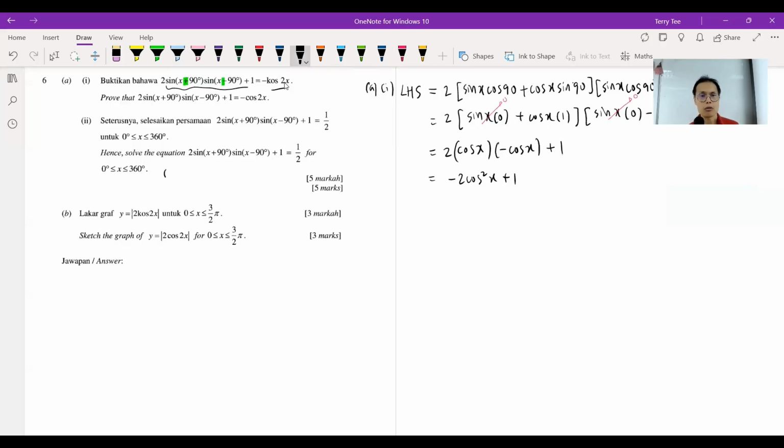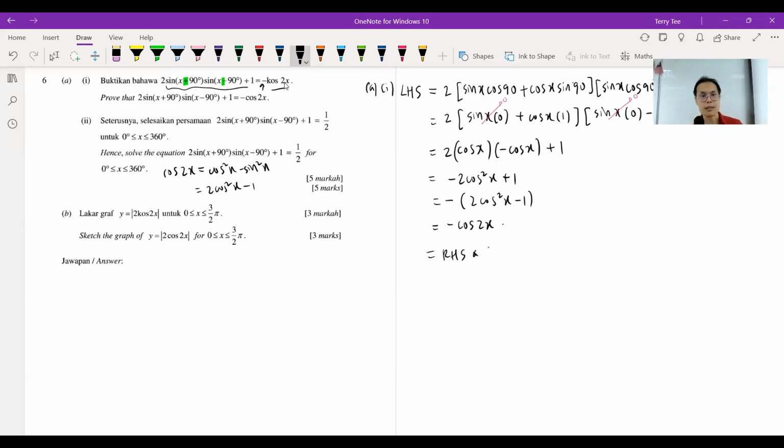Cos 2x has 3 versions. The first one is cos square minus sine square. The second one is 2 cos square x minus 1. So we know we need a 2 cos square x minus 1. Since there is a negative in front, we can factorize and take out the negative. This becomes positive 2 cos square x minus 1 with the plus 1 at the back. Just take out the negative, okay? Now, from here, we just rewrite this as negative cos 2x, and this is the same as your right-hand side, sebelah kanan. Okay, A Roman 1 dan A Roman 2.